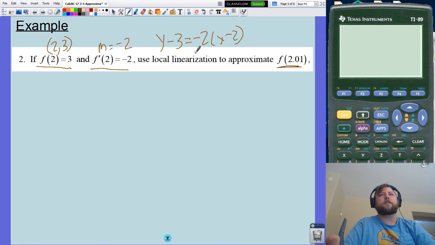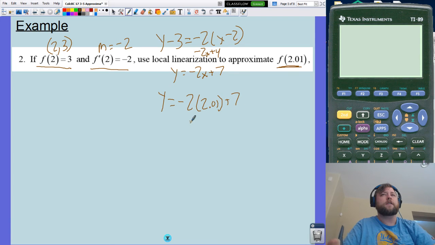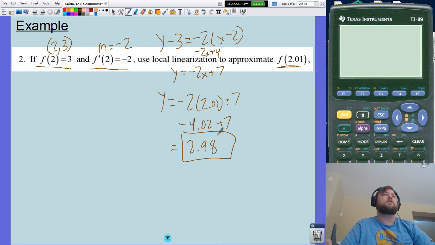I can distribute that, so it's -2x plus 4, and add 3 to that, so I get y equals -2x plus 7. There's my equation of the tangent line. I don't even need that function. I can just use it to approximate. y equals -2 times 2.1 plus 7. So I get -4.2 plus 7, which is 2.8. So there you go. I didn't need the function, but I used the same process as before.